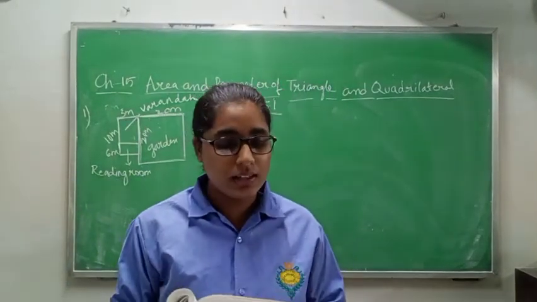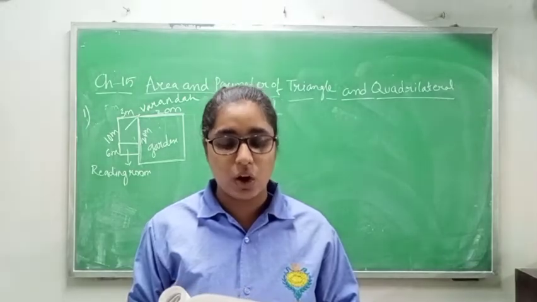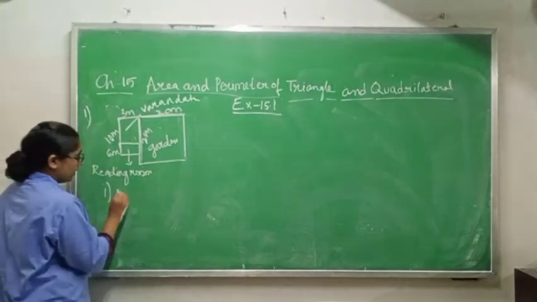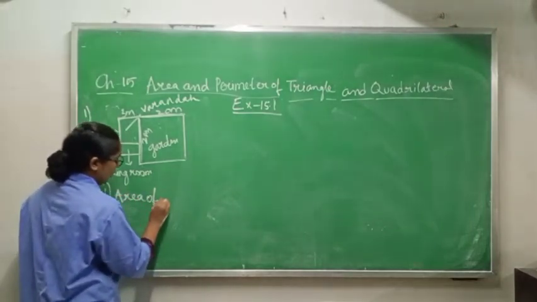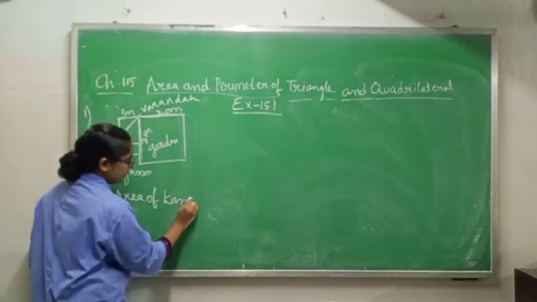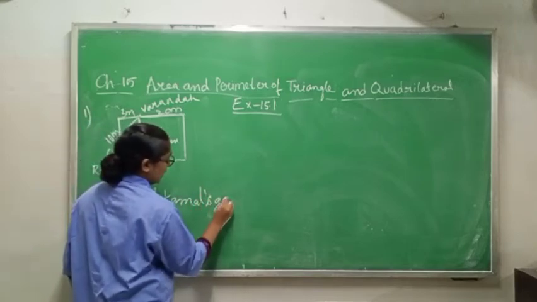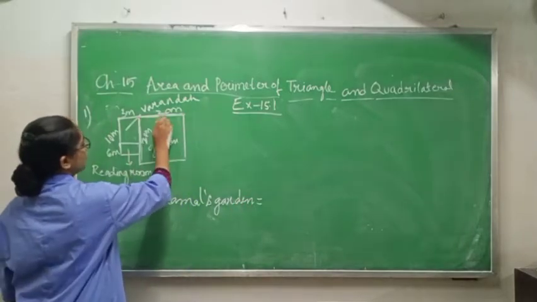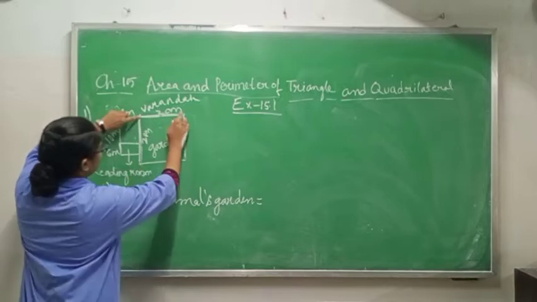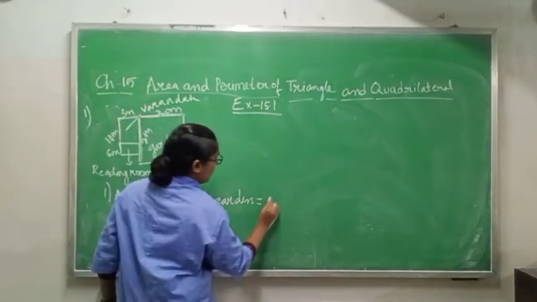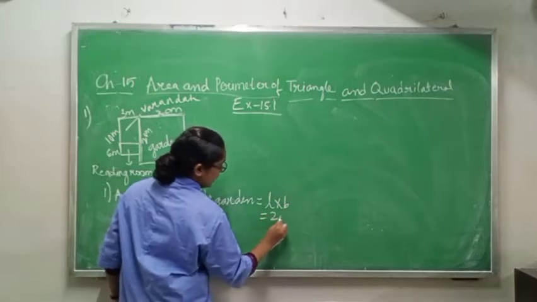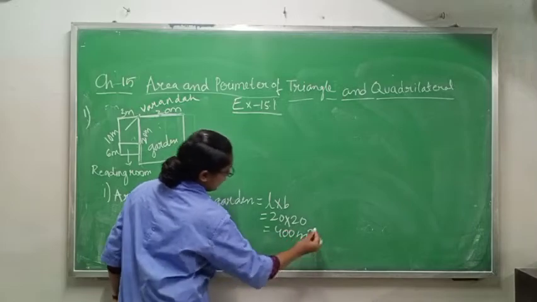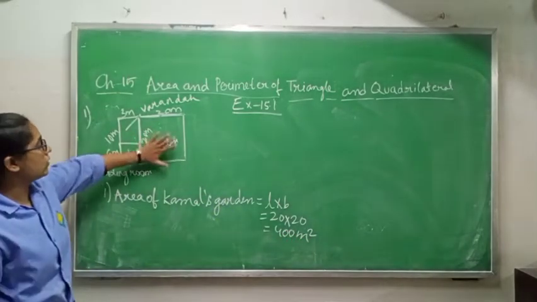Now Roman 1 is let us write by calculating the area of Kamal's garden. So you can see that Roman 1 is very easy. Area of Kamal's garden. You know that area of Kamal's garden is length into breadth. Length is 20, breadth is also 20. So you will write first length into breadth equals 20 into 20. It will give you 400 meter square. Understood this one? Because this one is only garden.